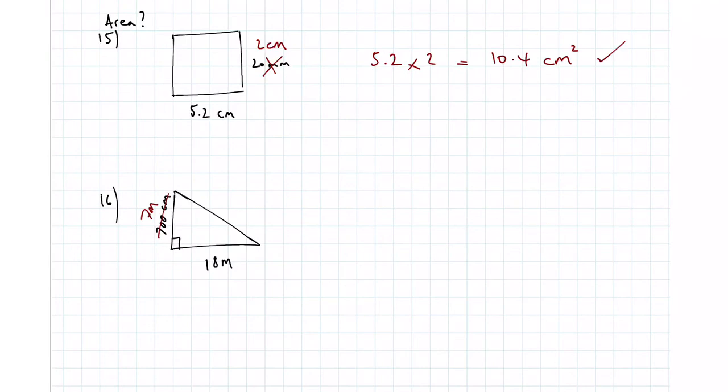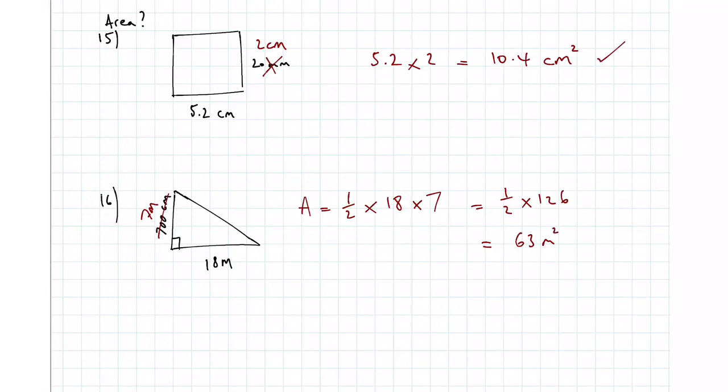And now it's just half base times height. The area of a triangle, half the base, multiplied by the height. Half the base times the height. Now if you do the base times the height, 7 times 18, you actually get 126. So it's a half of 126. And if you half that, you get 63. We're working in metres, so do make sure you put square metres on the end.